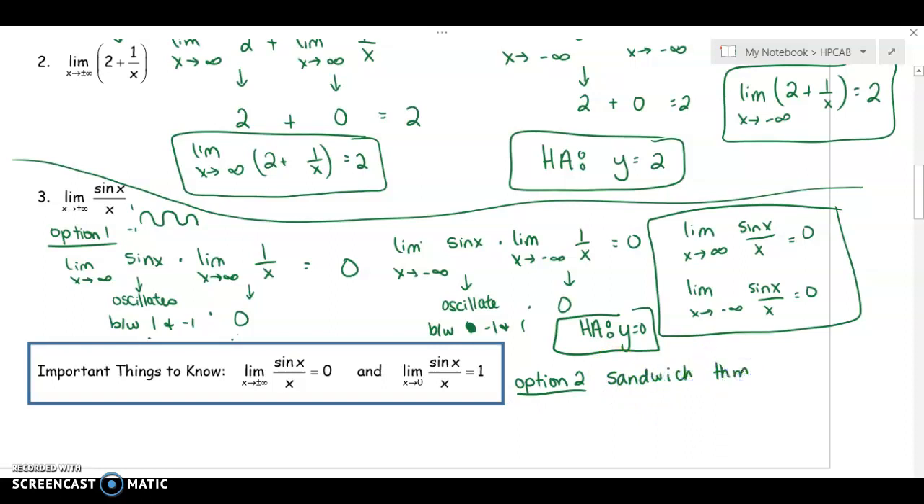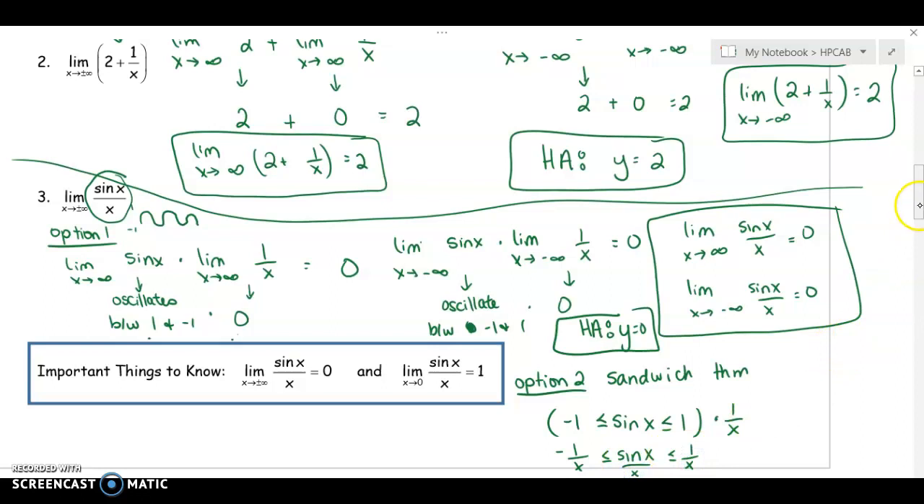So what we can do is we can start off with just sine of x. We know that sine of x oscillates between -1 and 1. So I'm putting it between -1 and 1. This original problem, though, is sine of x over x. So what I'm going to do is multiply this whole thing by 1 over x so that I end up with my original. And I'm going to get -1 over x, and then sine of x over x, and 1 over x.